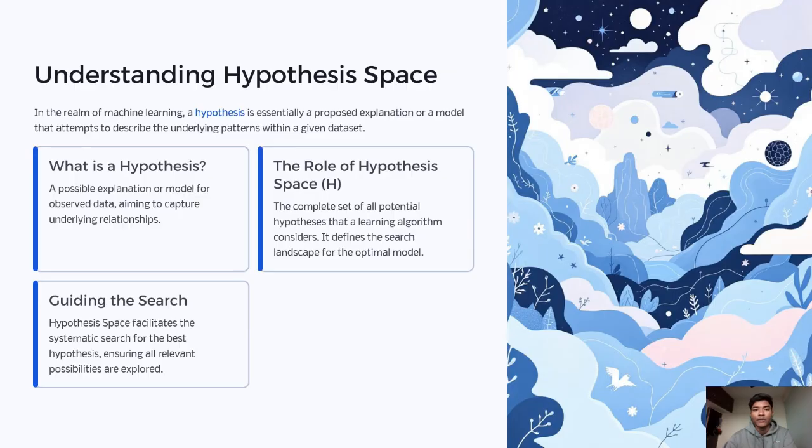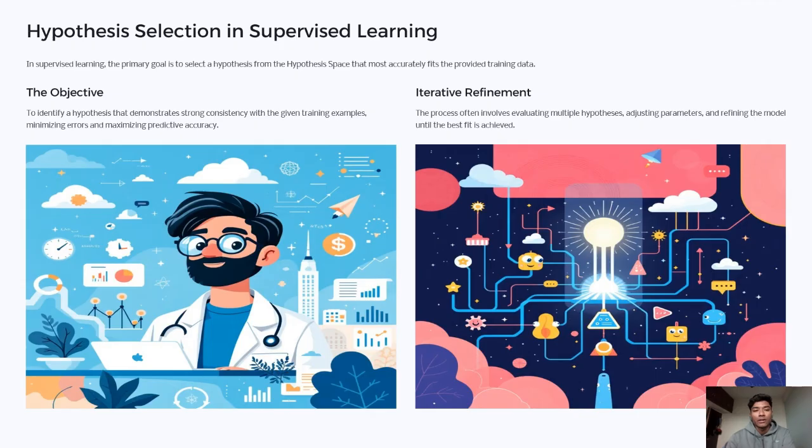Now, understanding hypothesis space. To start with, let's talk about what a hypothesis actually means in machine learning. A hypothesis is basically a possible explanation or model that tries to describe the pattern in a dataset. The hypothesis space, often written as H, is simply the collection of all possible hypotheses the algorithm can choose from. Think of it like a menu of all potential models, and the algorithm must pick the one that explains the data best.